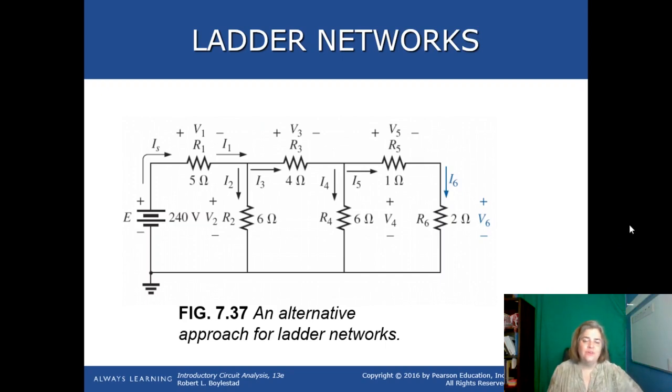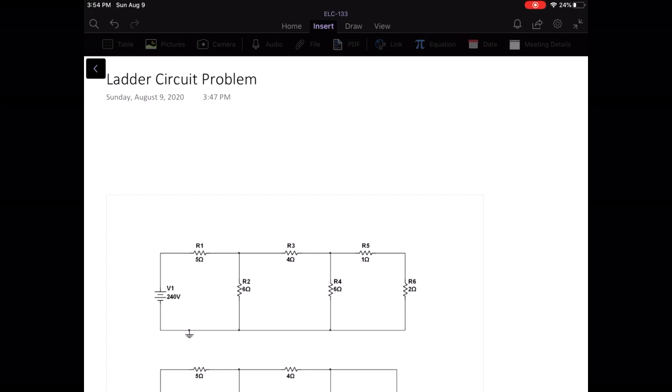So let's review a little more series parallel combination circuits by looking at a typical ladder diagram or ladder network. In order to do this, we're going to use the reduce and return method and look at all of the voltages and currents in this circuit. Now in our ladder circuit problem, let's work on the reduce and return method here.